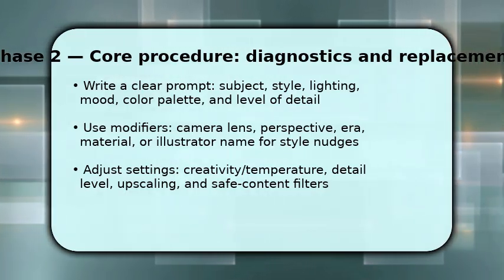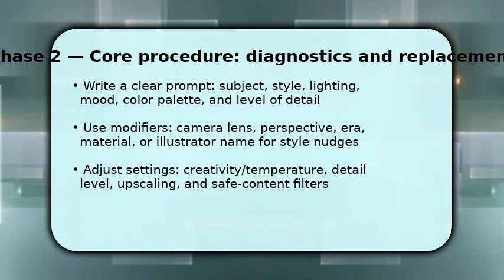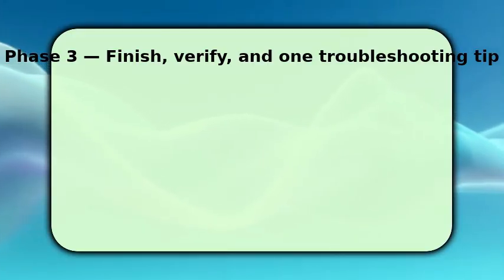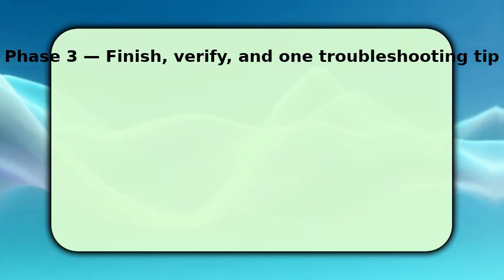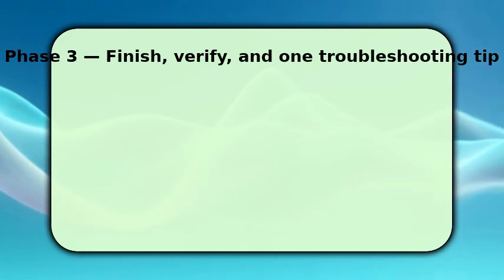Before committing, you finish by inspecting the high-res render for artifacts and making small edits inside the editor, such as cropping, color adjustments, or background removal. Once satisfied, export with the right color profile and DPI and choose PNG or SVG for transparency or scalability.